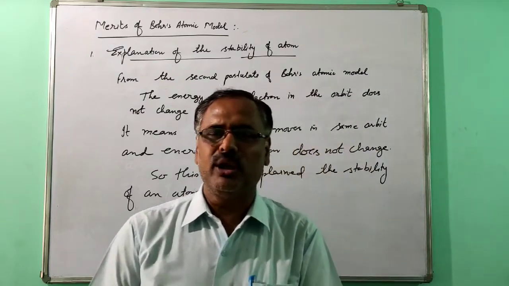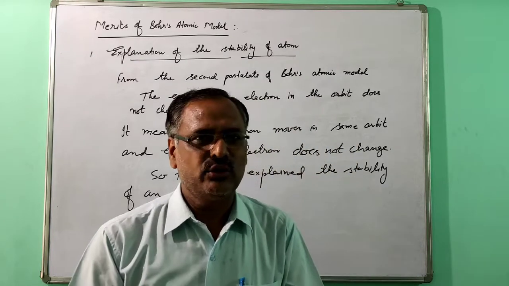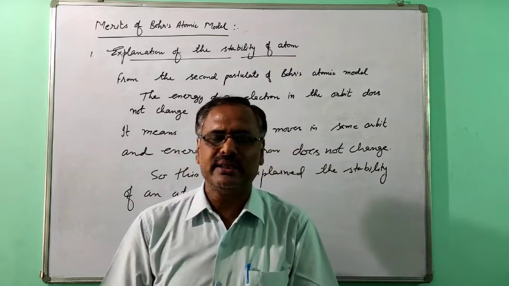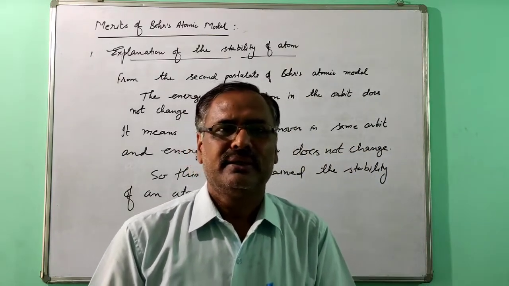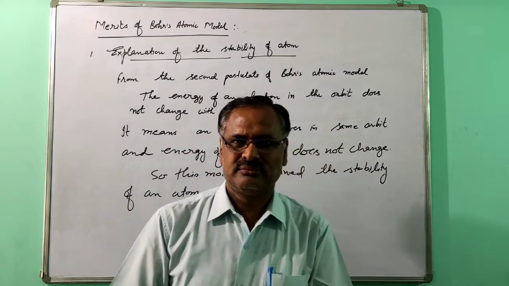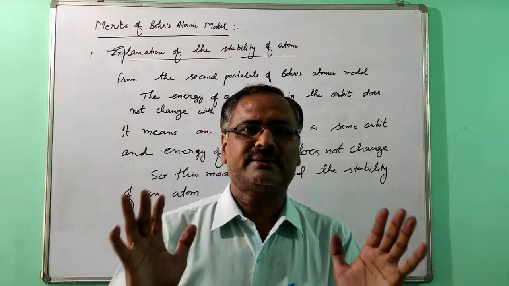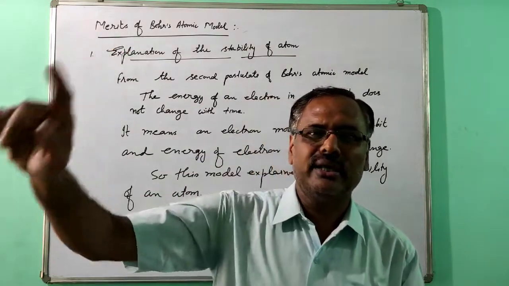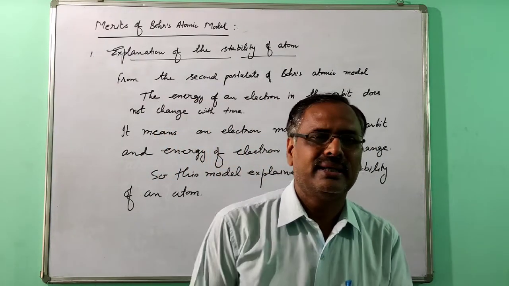So the next model we have studied is the Niels Bohr model. In the Niels Bohr model, you have studied the four postulates. We are going to take the second postulate. What is the second postulate in Bohr's atomic model? The second postulate says that when an electron revolves in an orbit, the energy of the electron does not change.